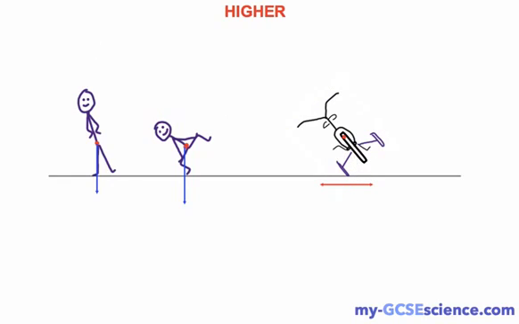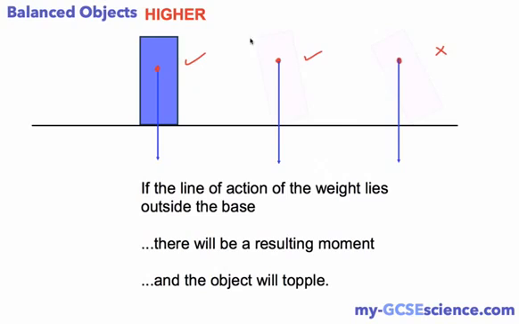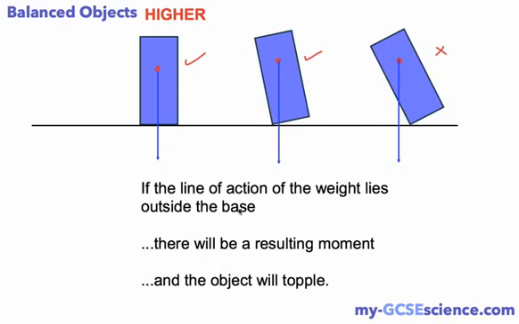Okay, so there's a couple of examples. You should be able to explain whether an object is stable or not based on an explanation like this, if the line of action of the weight lies outside the base or not. Okay, so this is for the higher tier. You should be able to explain stability of objects.